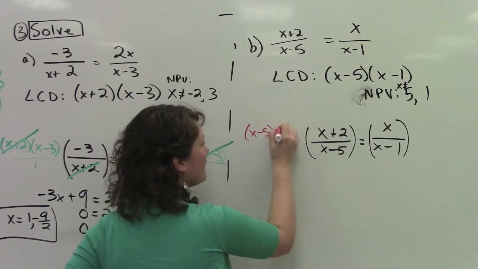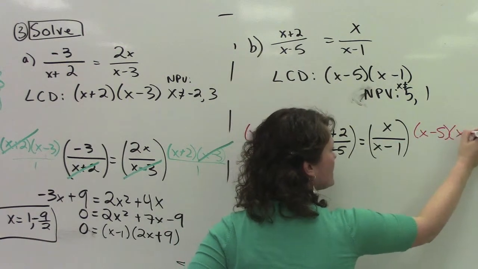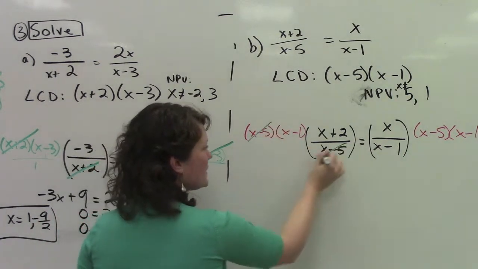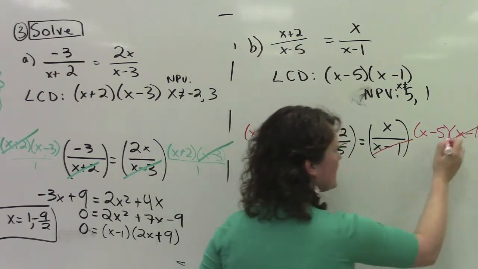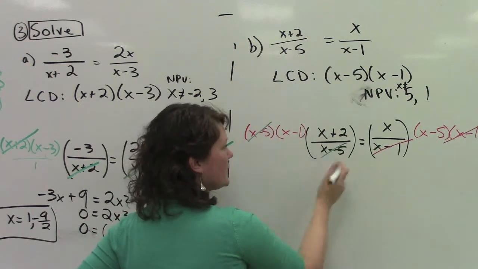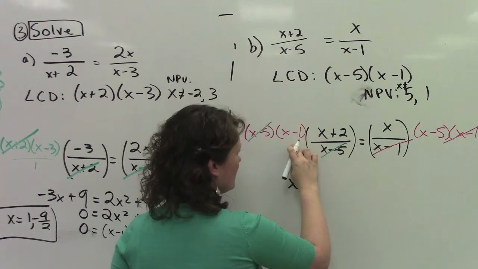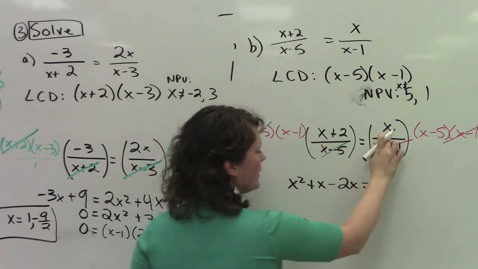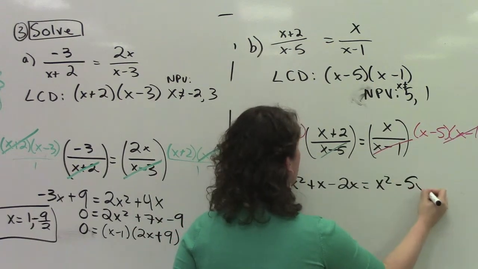(x minus 5)(x minus 1) on each side. So x minus 5 cancels out with x minus 5, and x minus 1 cancels out with x minus 1. On this side we have (x minus 1) times (x plus 2), which becomes x squared plus x minus 2x, equals x times x, which is x squared, minus 5x.